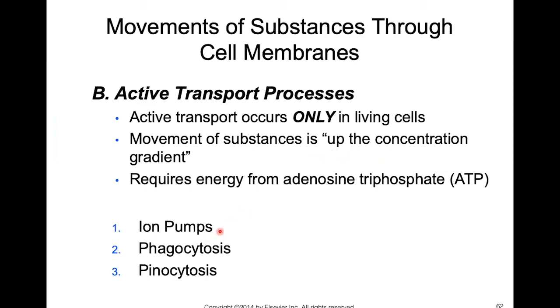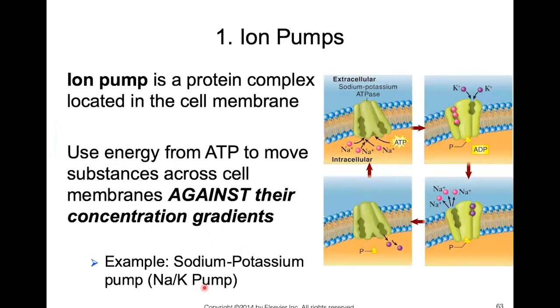So the three examples are ion pumps, and then phagocytosis and pinocytosis, which are the ways that a cell is capable of taking in, both eating as well as drinking. Okay, so taking in, sort of think of it as food, and then taking in water. All right, so the ion pumps first.